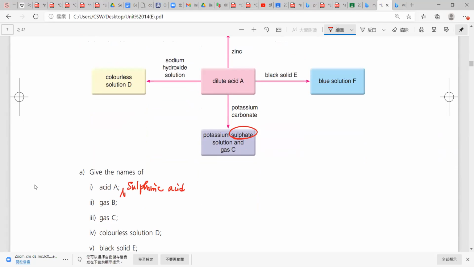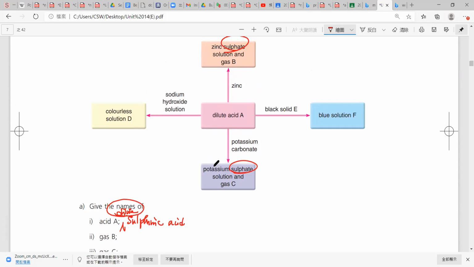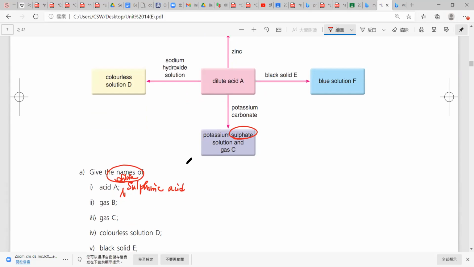Remember, you need to put the word dilute here. As said before, if I change the concentration to concentrated, for example, the chemical property may change. So you better play safe by writing it as dilute sulfuric acid. How about B and C? What are gases B and C? Metal with acid forms hydrogen gas. Yep, how about C? C is carbon dioxide. Yep, carbon monoxide.